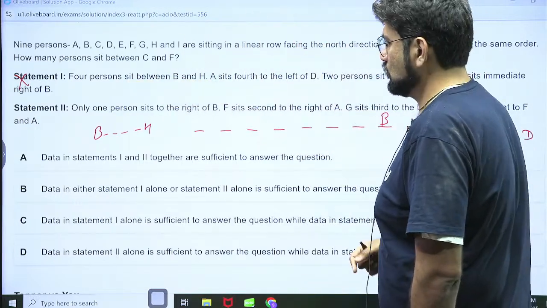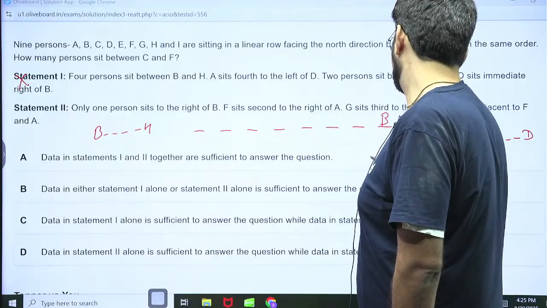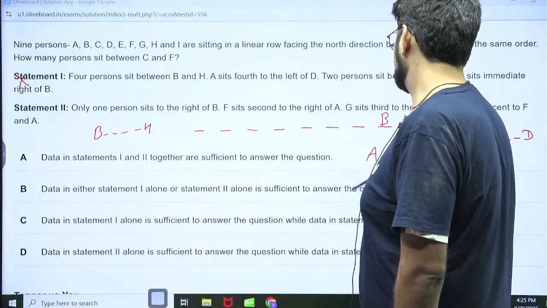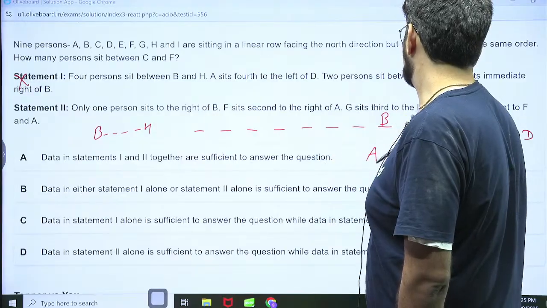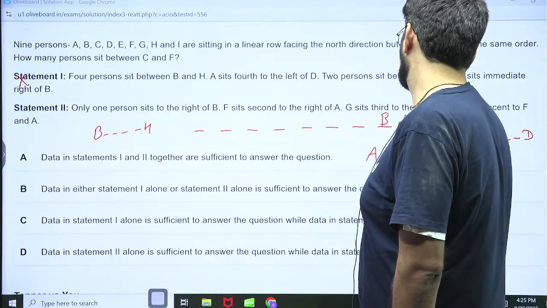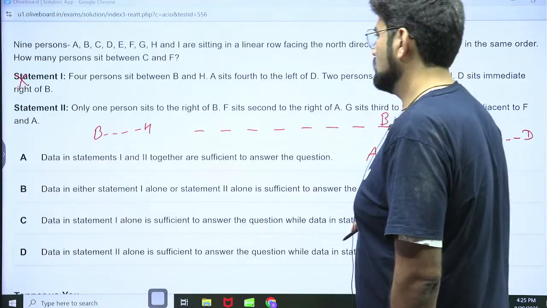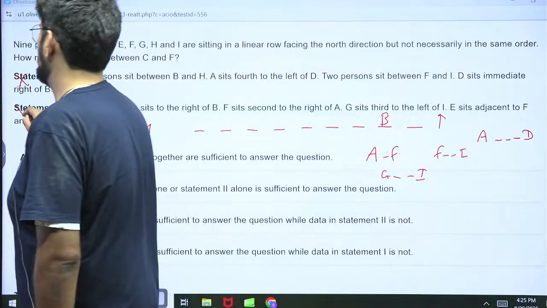Now only check statement 2. F sits second to the right of A. G sits third to the left of I. E sits adjacent to F. E can be anywhere here. And G sits third to the left of I. 2 alone is also not sufficient. Now combine both of them.